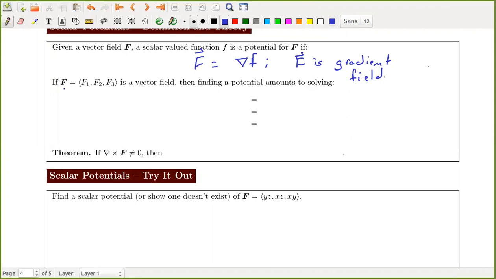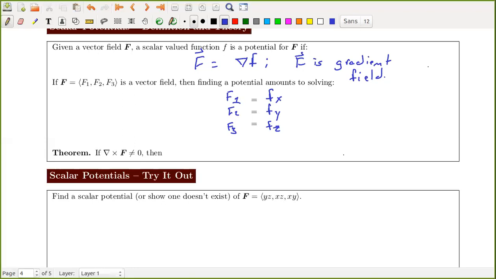Okay, so now if F is equal to F1, F2, F3, this is the vector field, then finding a potential amounts to solving the following equations. We want to find a scalar valued function f such that F1 is equal to the x derivative of f, F2 is equal to the y derivative of f, and F3 is equal to the z derivative of f.